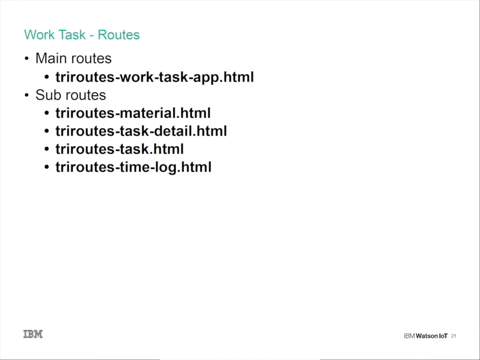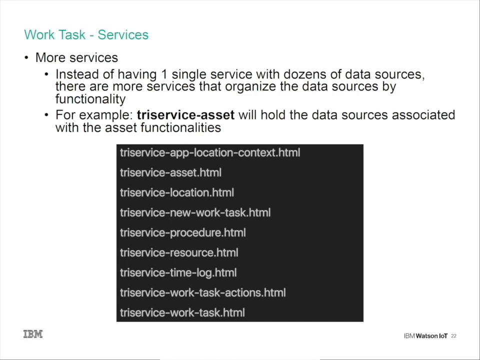For the work task application, there are the main routes, but also subroutes. The subroutes are defined inside these TRIRIGA files. Like the routes I mentioned before, the work task application also has more services. The reason for this is to keep the data sources more organized. So instead of having one single service with dozens of data sources, there are more services that organize the data sources by functionality.